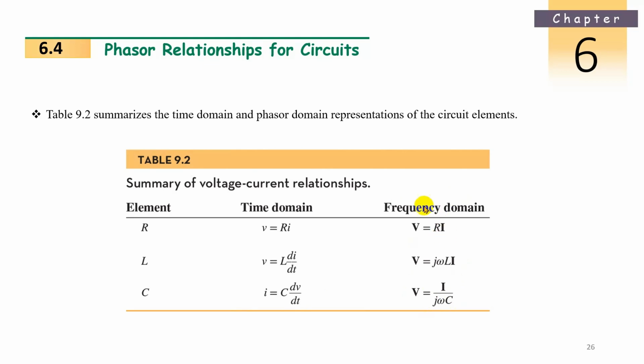The easy concept to understand: V is equal to IR is Ohm's law. For inductance, V is equal to jωLI, with the extra part jωL. Now for capacitance, it is I divided by jωC. Usually 1 by C comes, but here it is 1 by jωC that will come. So remember this for the next topic, impedance and admittance.